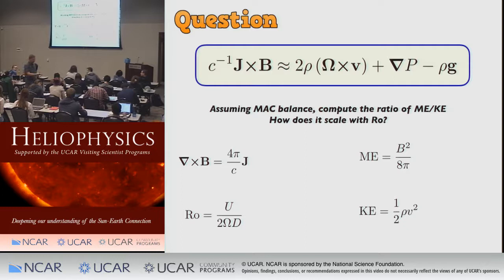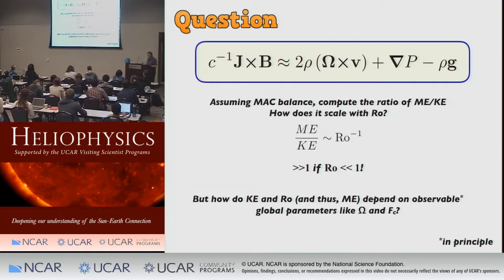That's right. Again, you can take the curl of this equation and the pressure term goes away. And if you assume that the density is mainly radial like we did before, then it's just a balance between these two terms. So if you work it out, you should have found that the ratio of magnetic energy to kinetic energy goes as Rossby number to the minus one. Remember, the Rossby number in the Earth's core is like 10 to the minus 7 or 10 to the minus 6, and similar for other planets. So that suggests the energy of the magnetic field is orders of magnitude bigger than the kinetic energy in the convection. That's an important result.